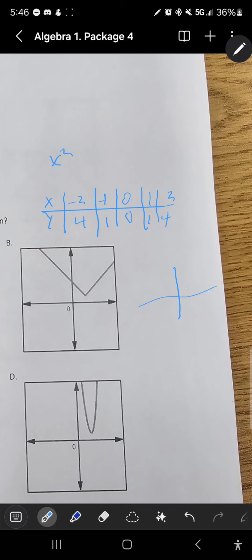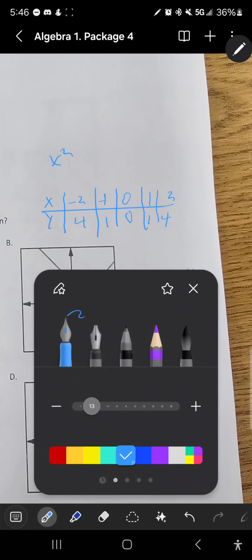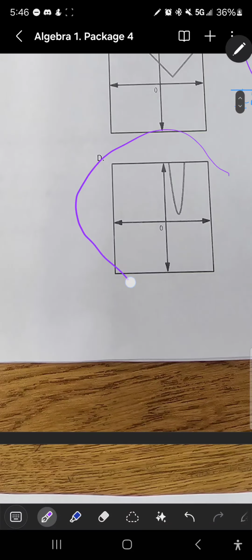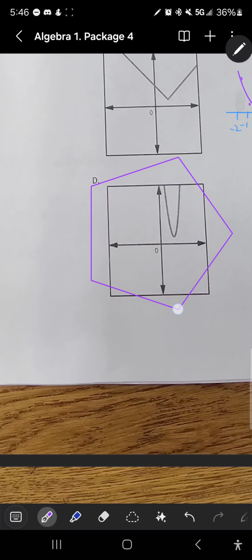Then therefore, if I do this, I want it straight, more or less. 1, 2, 1, 2, 3, 4, this is negative, then 1, 2. And I draw my points, it will be this point, and I do this, I see that it's like a U. So D must be our answer.